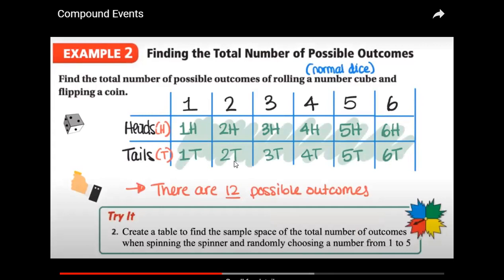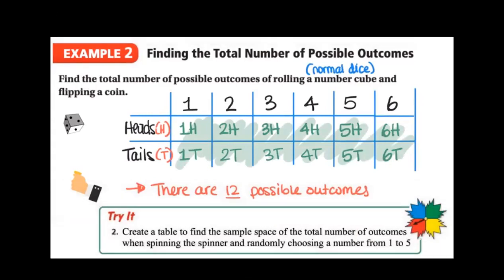We want to create a table to find the sample space of the total number of outcomes on a spinning spinner and randomly choosing a number from 1 to 5.